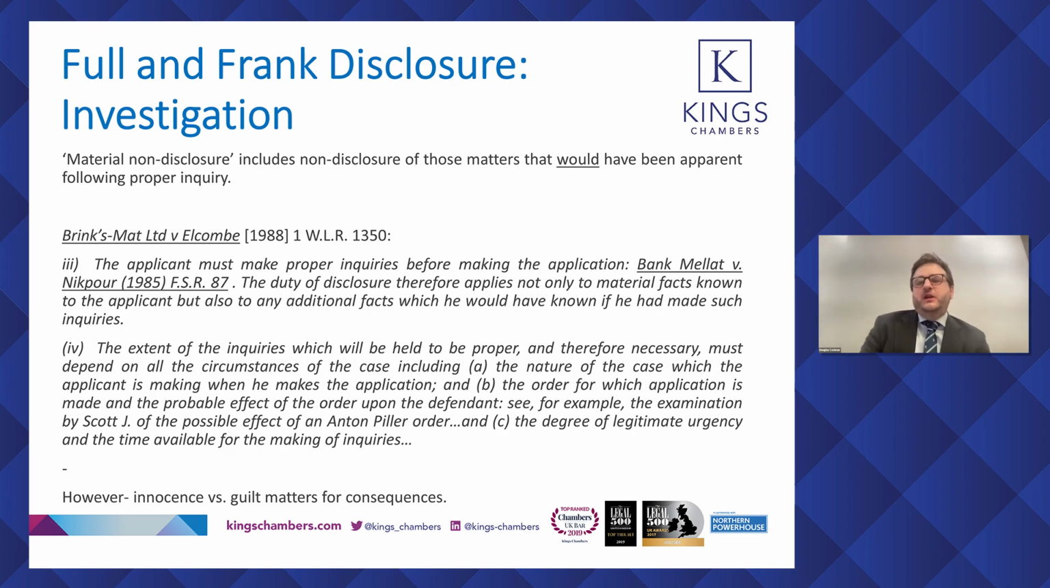The Brinksmart case makes clear that one of the points that the court will make when it considers what would be a material non-disclosure is a degree of legitimate urgency and the time available for the making of inquiries. That's point Roman numeral 4 at C. But that has to be balanced by the nature of the application, the nature of the case which the applicant is making, and the probable effect of the order on the defendant. So obviously a more onerous order on the defendant will involve greater duties of investigation on our part. Less onerous will be in cases where the effect is less onerous. And there may be a degree of legitimate urgency which confines the extent to which we're able to make the sorts of investigations the court would ordinarily want.